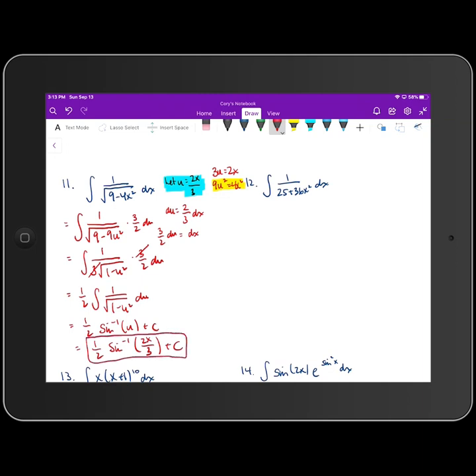Okay, you guys will for sure have something that looks like 11 or 12 on your test when you take it. So I want you guys to work through number 12 using the exact same process. All right, so go ahead and pause the video. Then whenever you're done, you can put it back on.